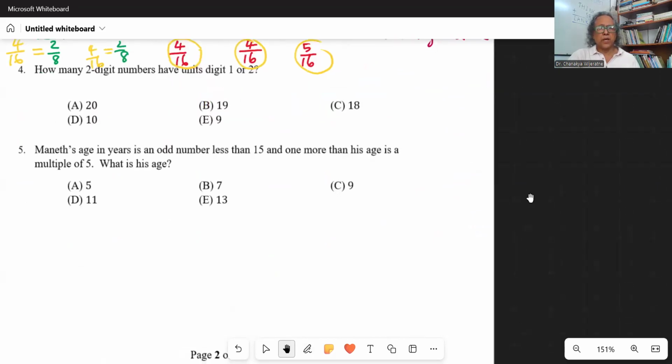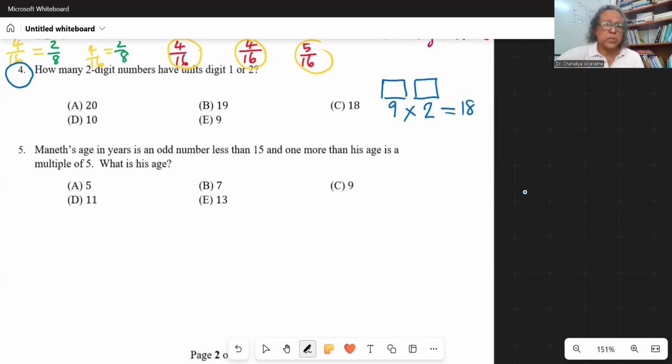How many 2-digit numbers have units digit 1 or 2? So I'm going to draw 2 boxes, one for the tens place and one for the ones place. The tens place can have 9 choices, because you can't have 0 there. And the ones box can have 2 choices. So when you multiply these two together, you get 18. And by the multiplication principle, there are 18 two-digit numbers with the units digit 1 or 2.